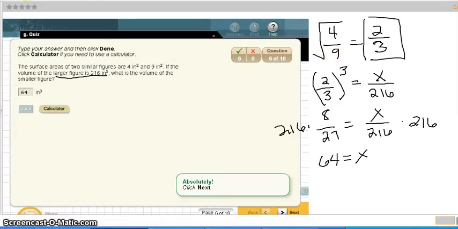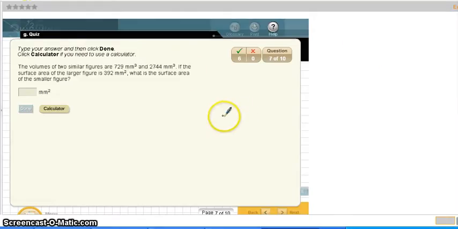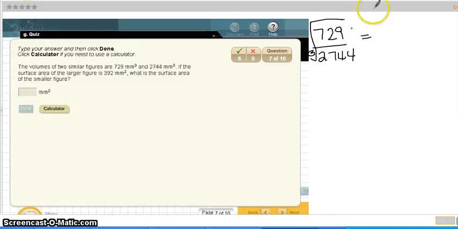Alright, this is going to be the last example that I show you. This time we're given the volume of similar figures is 729 over 2,744. Now remember, volume is your similarity ratio cubed. So the first thing we want to do here, since nothing reduces, is cube root each one. The cube root of 729 is 9. The cube root of 2,744 is 14. So our original similarity ratio is 9 to 14.